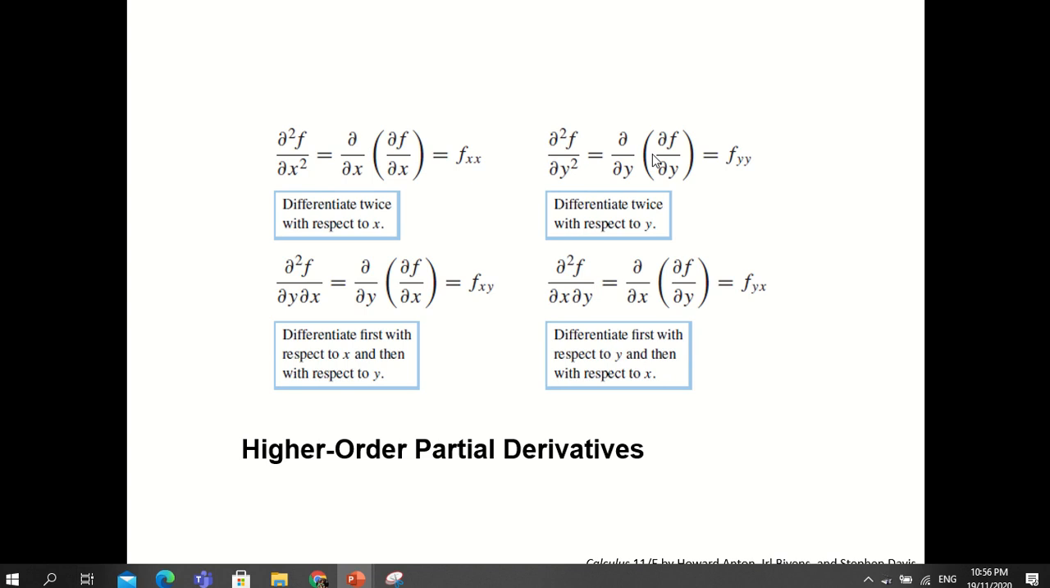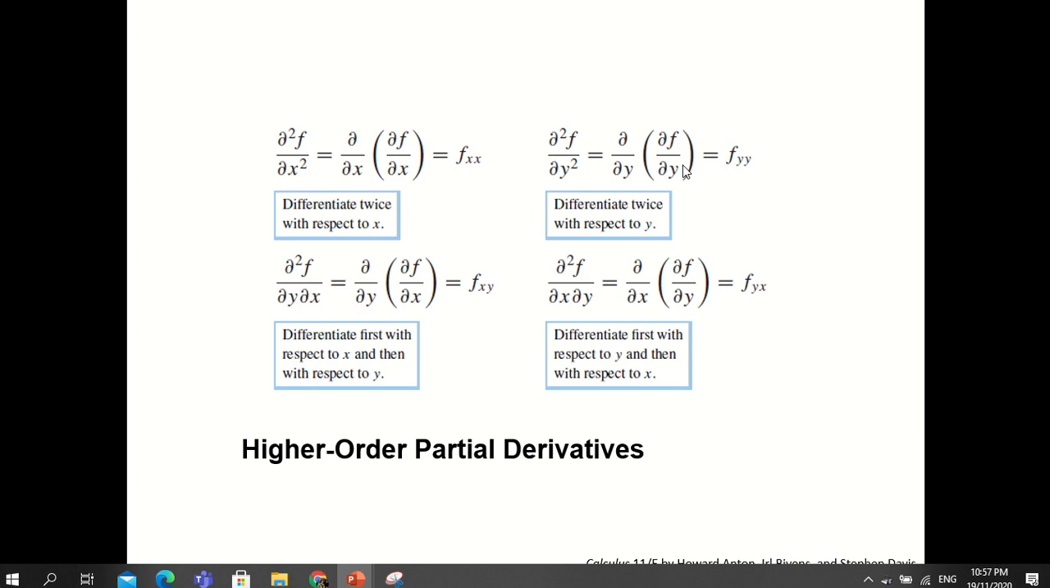And similarly, we also have this symbol or notation. Sorry, class. So this also refers to the second order partial derivative with respect to y. So we have here the partial derivative of the partial derivative of the function with respect to y, with respect to y, or this is equivalent to f sub yy. So it means that we have differentiated the function twice with respect to x in the first case. In this case here, we have differentiated the function twice with respect to y.